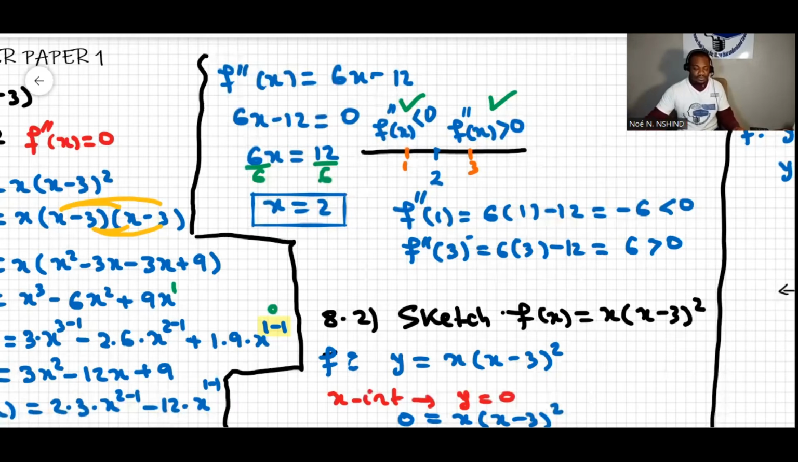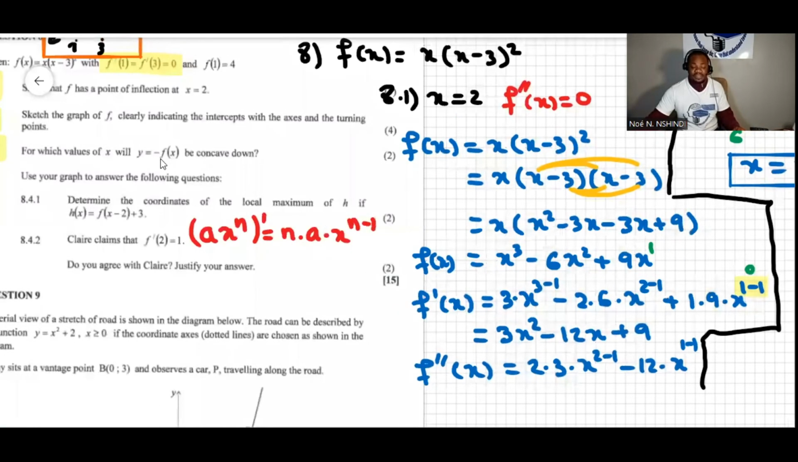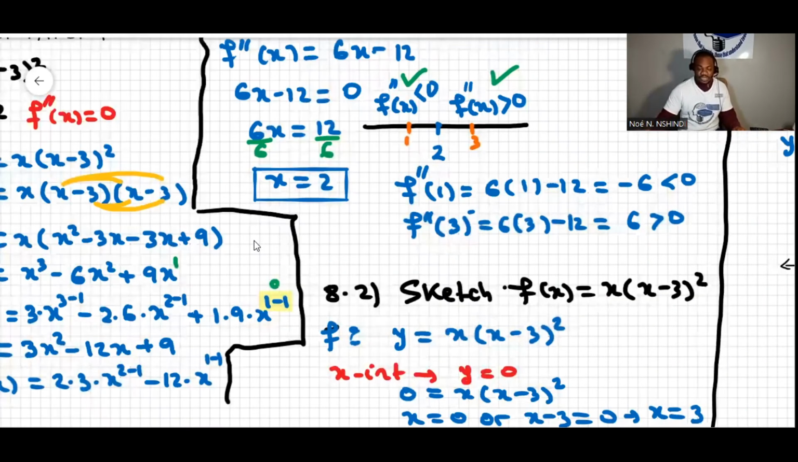But now, if you look here, the question says y equals negative f of x. So it reverses this order. Normally it is concave up if x is greater than 2. Now, if you multiply by negative, it will reverse the order. It will be concave up if x is less than 2.